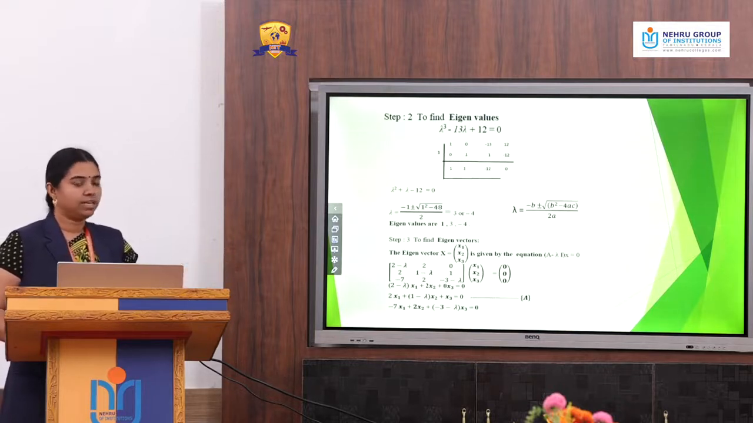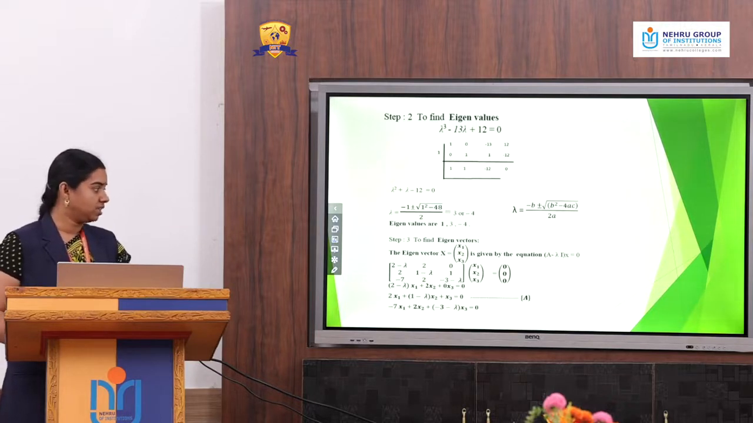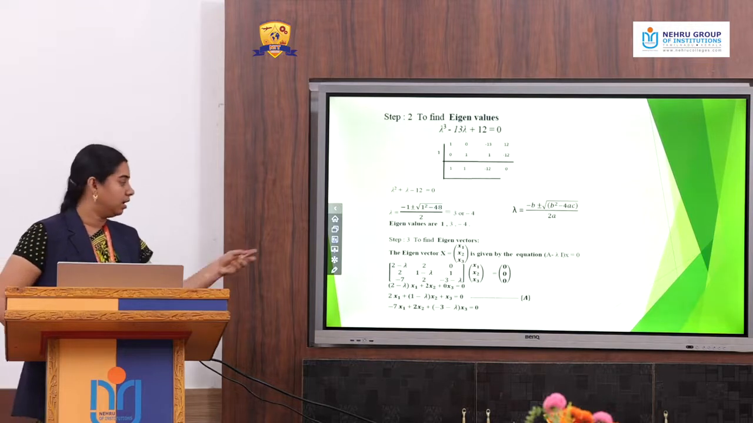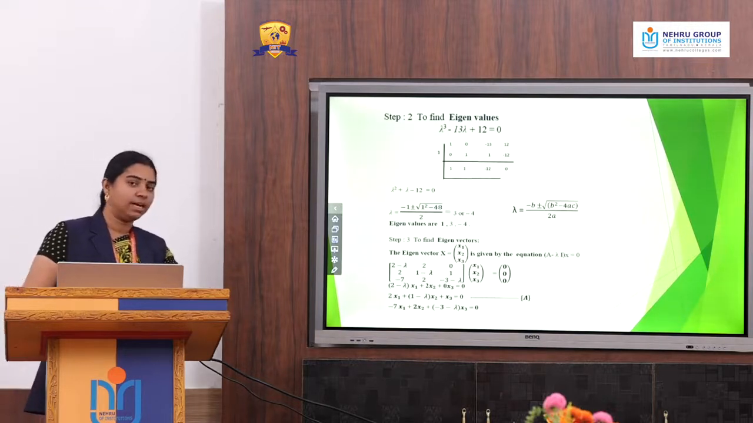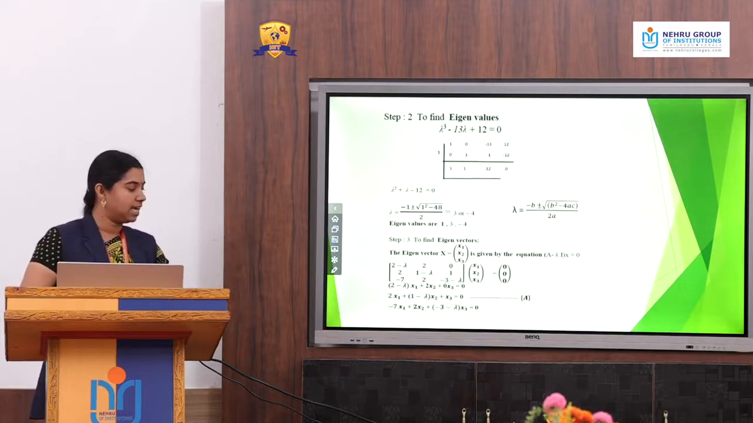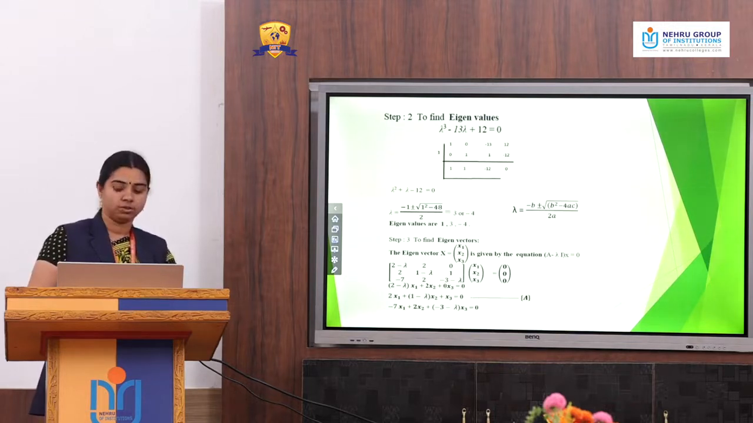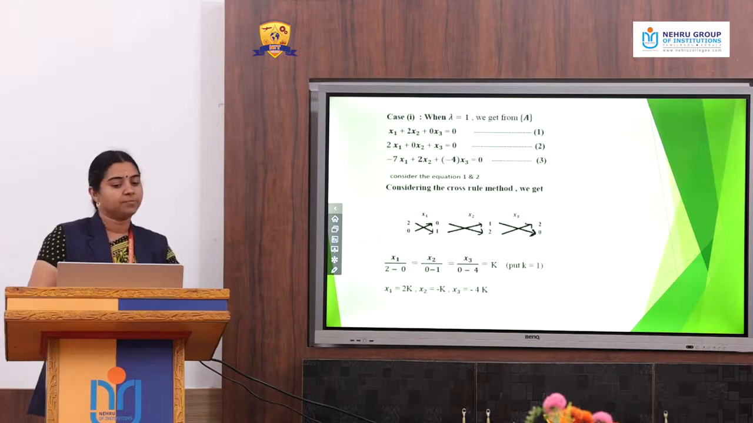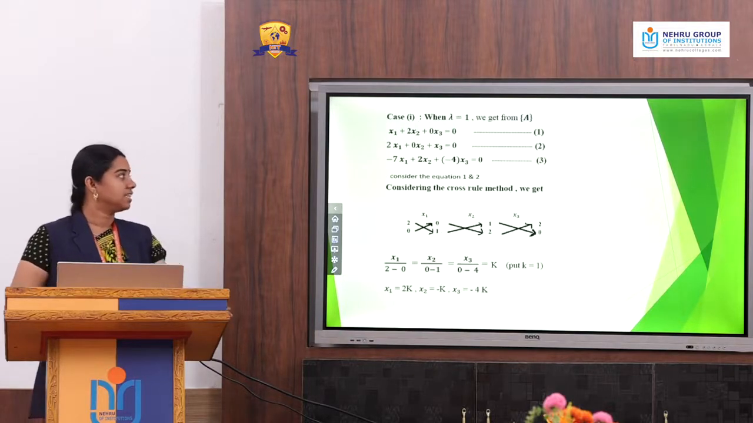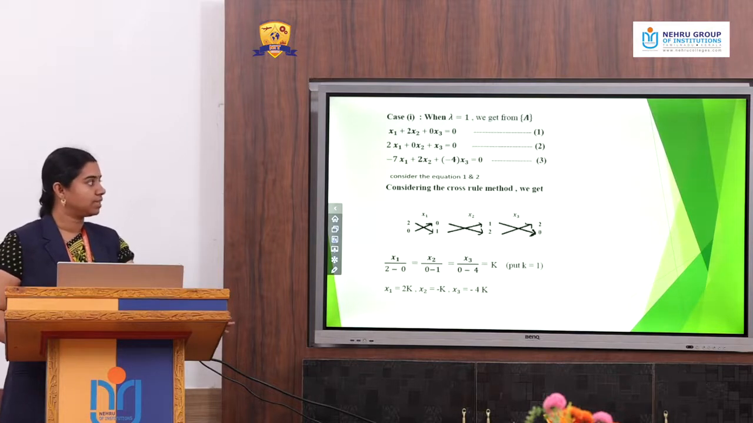Here we get the normal matrix multiplication, that is row into column. First row, 2 minus lambda, 2, 0, into x1, x2, x3. So we get the first equation as (2 minus lambda) x1 plus 2x2 plus 0x3 equal to 0. Next, the second row into the same variable gives 2x1 plus (1 minus lambda) x2 plus x3 equal to 0. Next, the third equation is minus 7x1 plus 2x2 minus (3 plus lambda) x3 equal to 0.